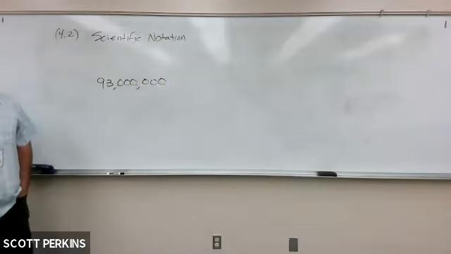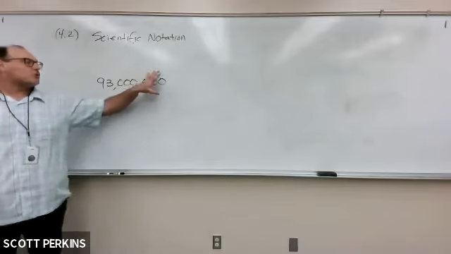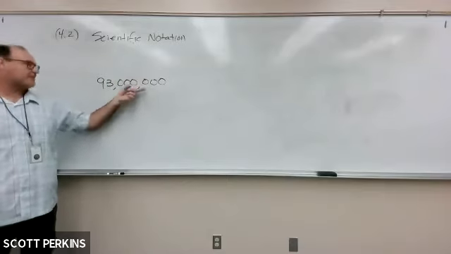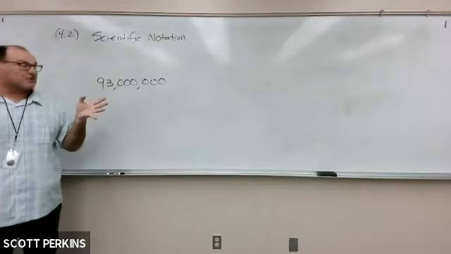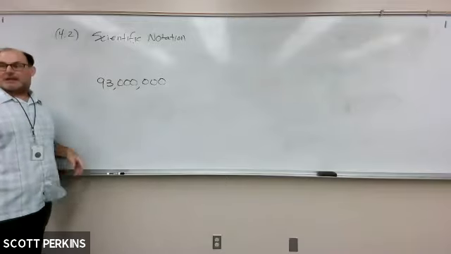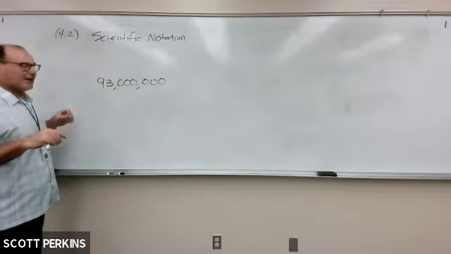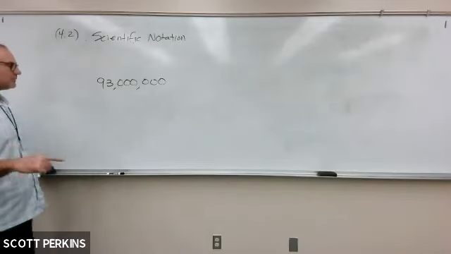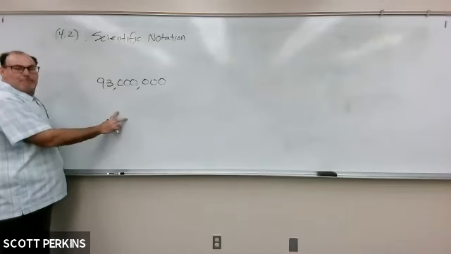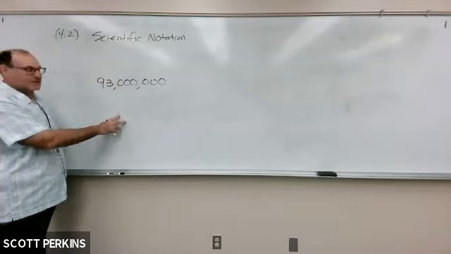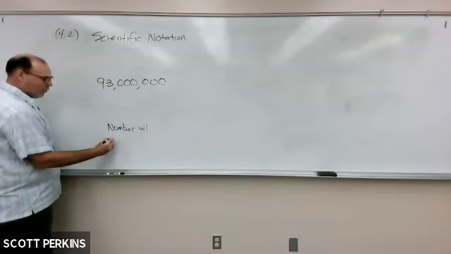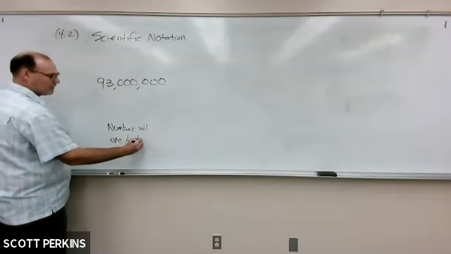Working with this many zeros, you go into your calculator and your calculator won't do it anymore. If you multiply this by 100 or something, your calculator is going to give you an error because it can't fit it on the screen. So what we're going to do is learn how to write this in a different way. This is called scientific notation. And there are two bits to scientific notation. The first bit over here is going to be a number with just one digit to the left of the decimal.